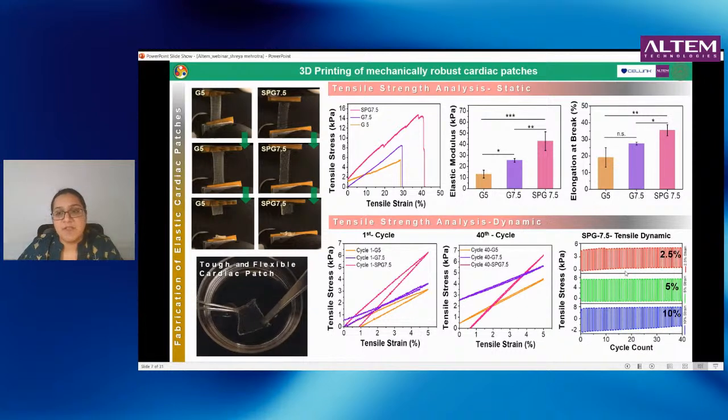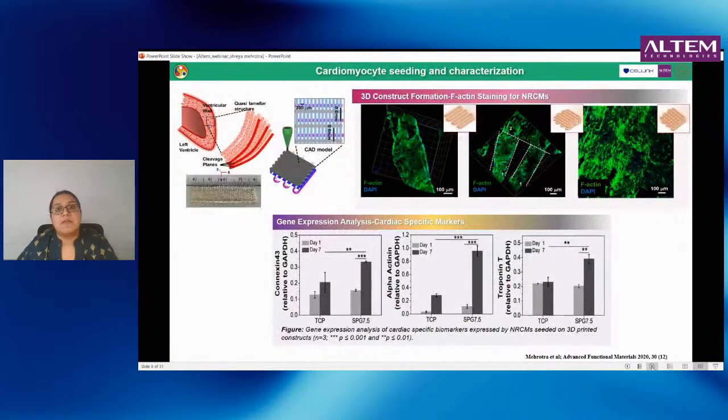Also, in the dynamic system, we could see that up to 40 or 50 cycles of continuous strain, there is no change in the mechanical properties. So these cardiac patches developed using the bioink were really tough and could undergo several continuous compressions or elastic tensile stretching. Then we also characterized these patches for their usability for cardiac tissue reconstruction, where we seeded these constructs, as you can see here.